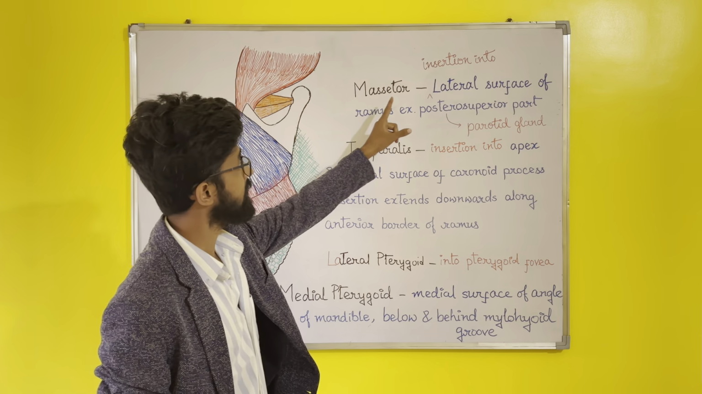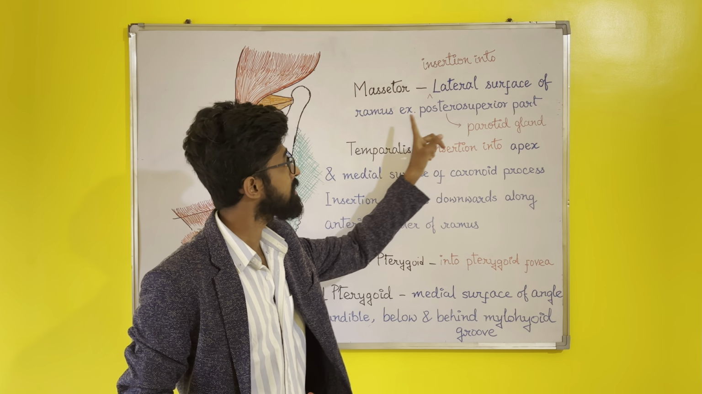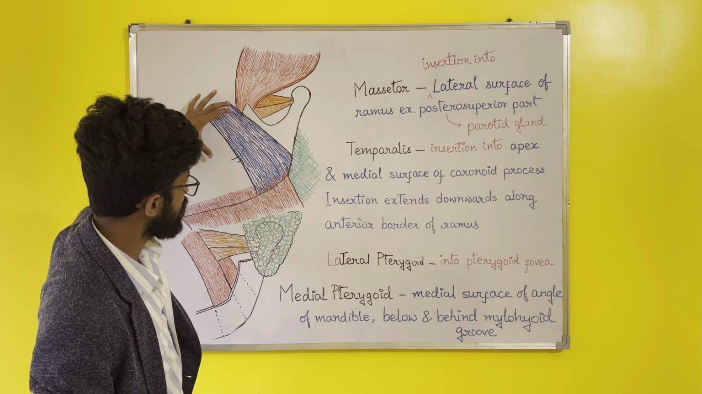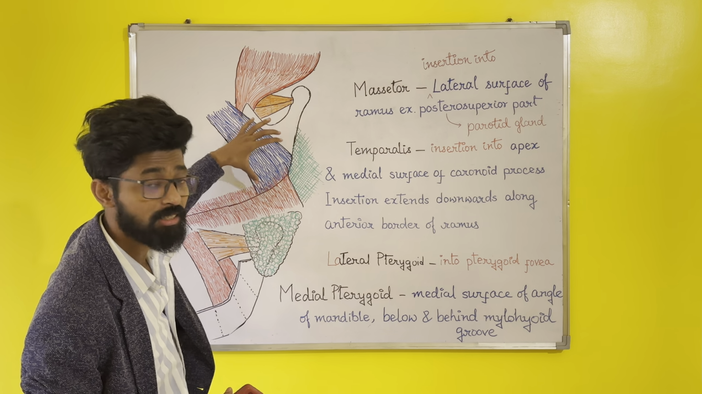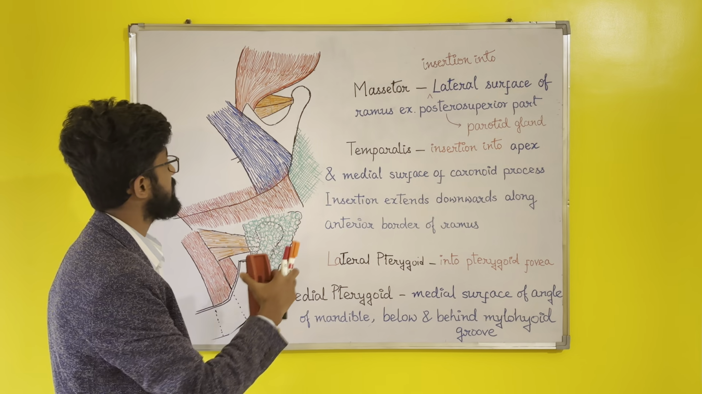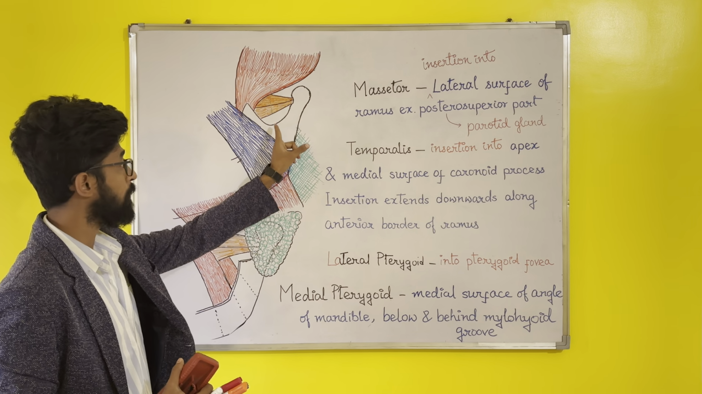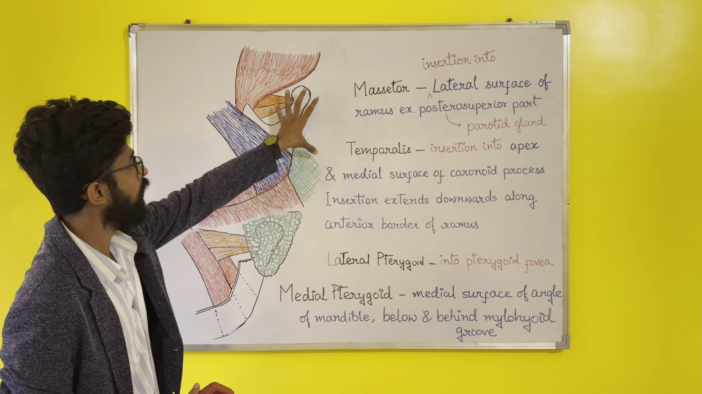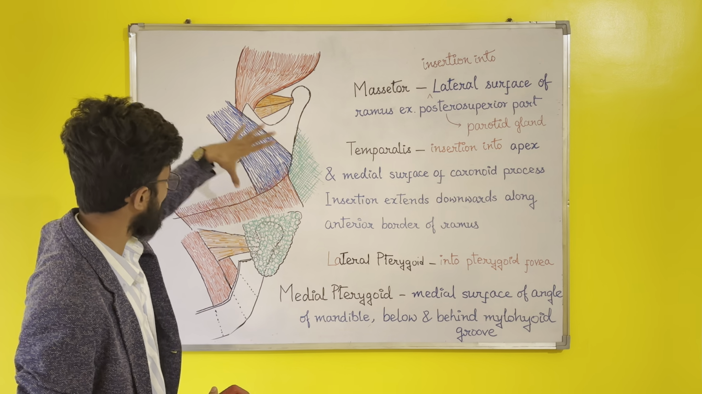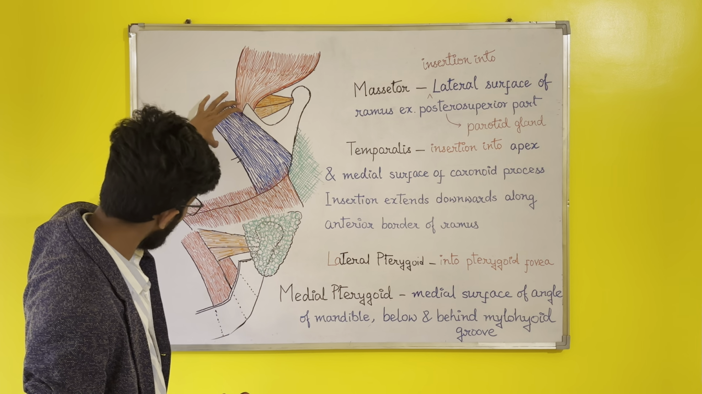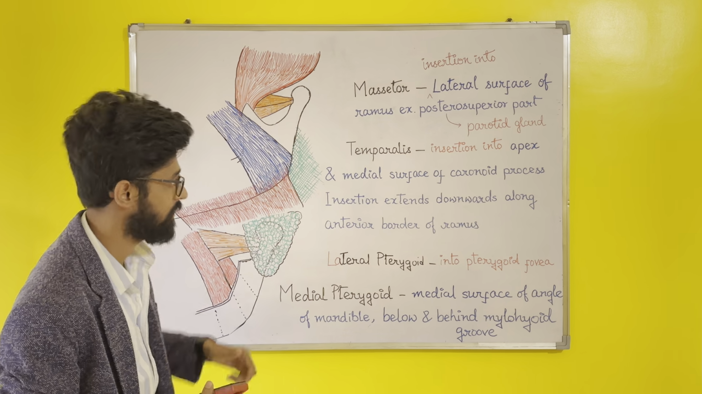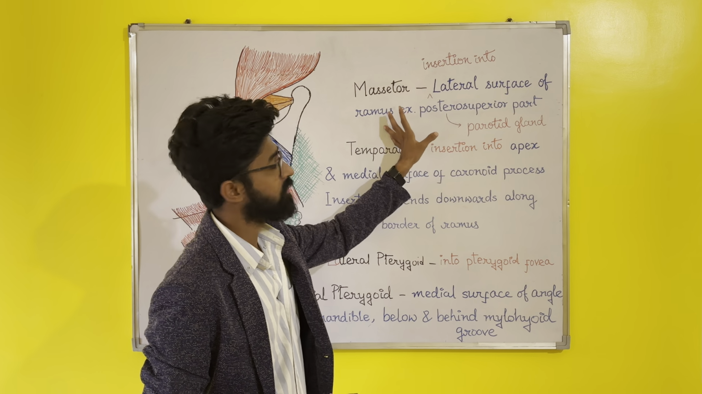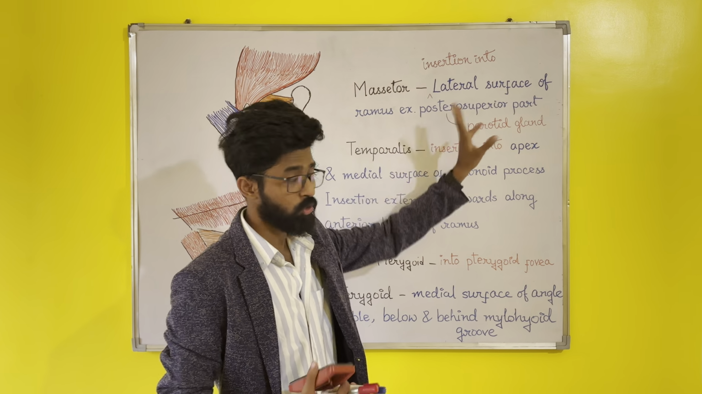So masseter is inserted into the lateral surface of the ramus. So this is the ramus and this is the lateral surface of the ramus. Masseter is inserting into the lateral surface of the ramus, but except the posterior superior portion. This is the posterior part of the ramus and this is the superior part. So except the posterior superior part, in the rest of the ramus the masseter muscle is getting inserted, right?